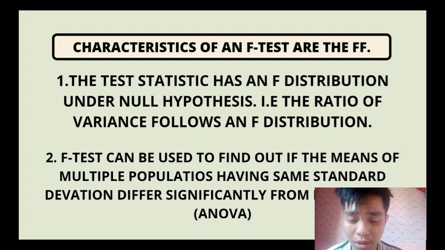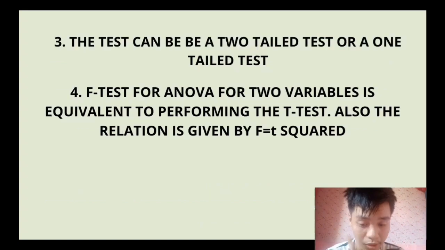F-test can be used to find out if the means of multiple populations having the same standard deviation differ significantly from each other. The test can also be used as a two-tailed test or one-tailed test. F-test for ANOVA, or analysis of variance, for two variables is equivalent to performing the t-test. Also, the relation is given as F equals t squared.